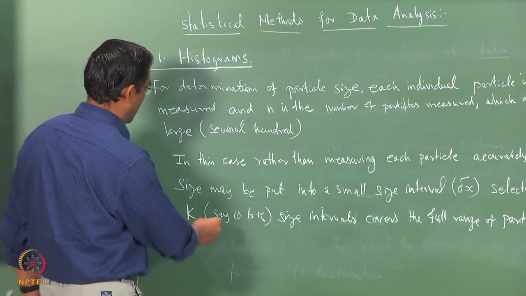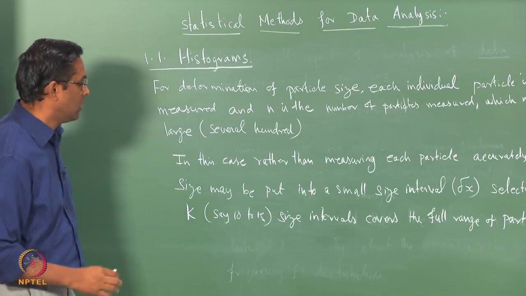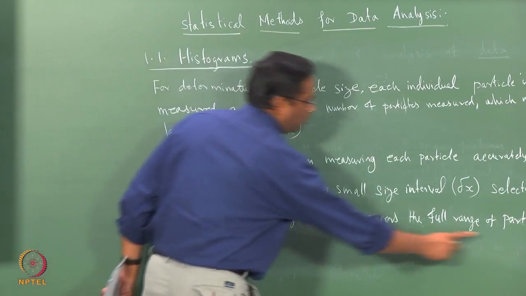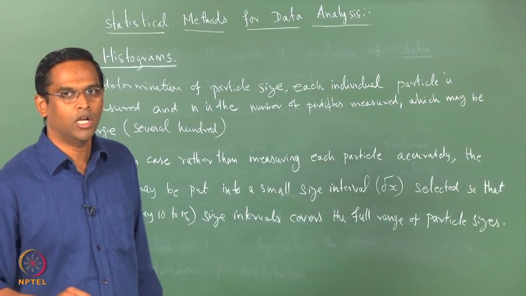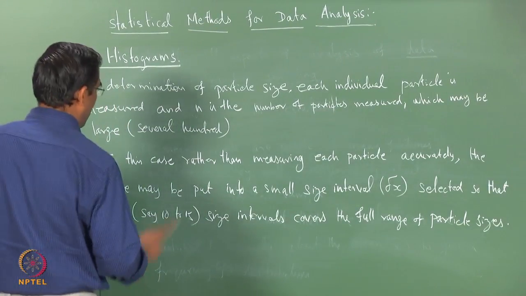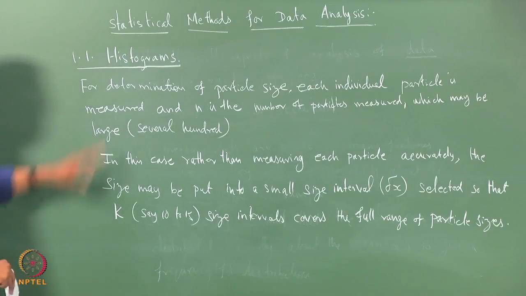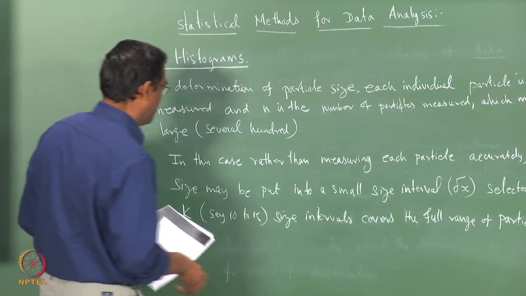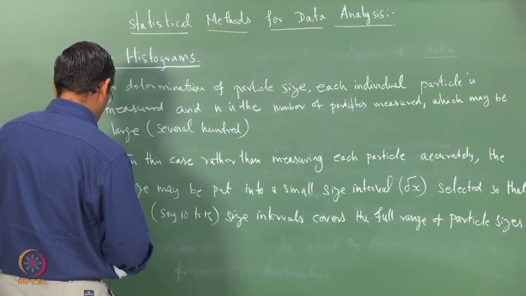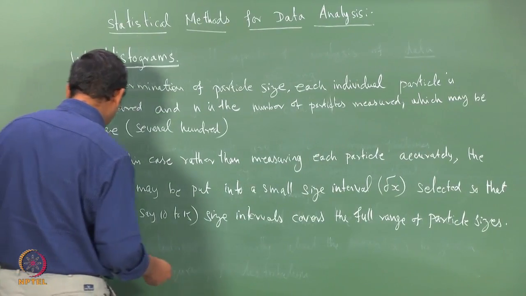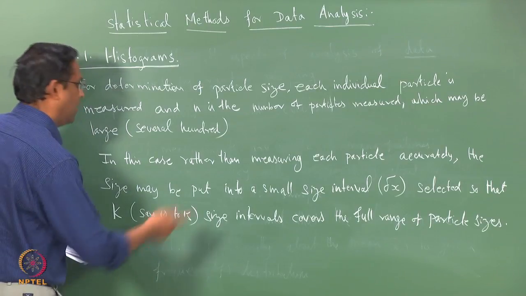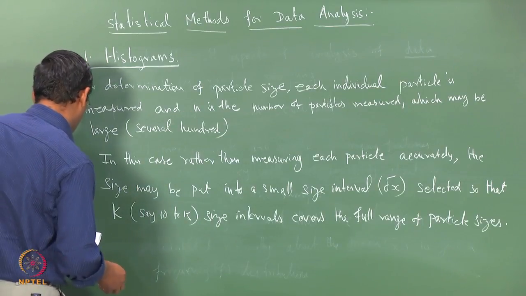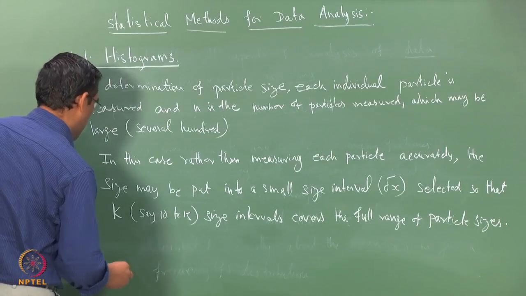For example, if you have the 10 to 15 size intervals, which covers the full range of particle sizes which is there in the micrograph, you can choose that, then we can generate a histogram easily. So, what we can do is to approximate a normal distribution, something like what we have seen before. So, a histogram.